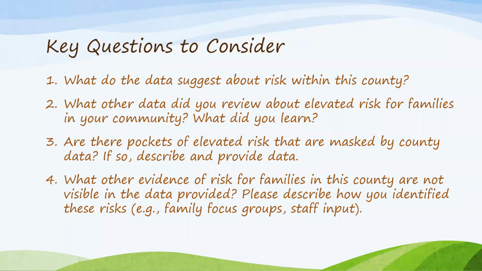2. What other data did you review about elevated risk for families in your community? What did you learn? Your response to this question should be informed by other data that you pulled into the process. Be specific about the indicators you reviewed and the source.